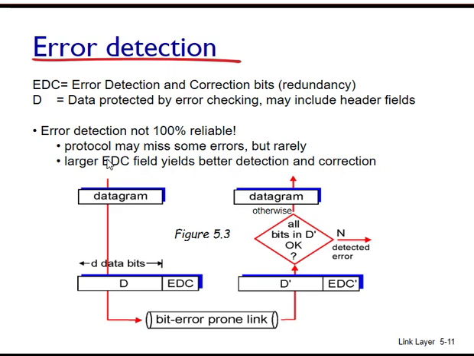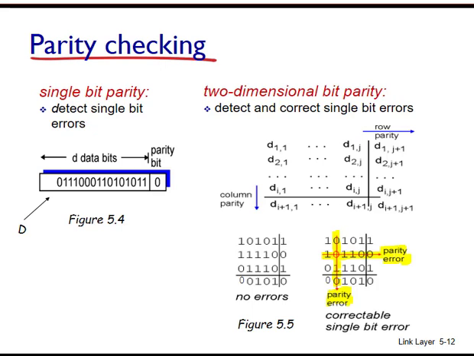Let's now examine three techniques for detecting errors in transmitted data: parity checks, checksumming methods, which are more typically used in the transport layer, and cyclic redundancy checks, which are more typically used in the link layer. Perhaps the simplest form of error detection is the use of a single parity bit.